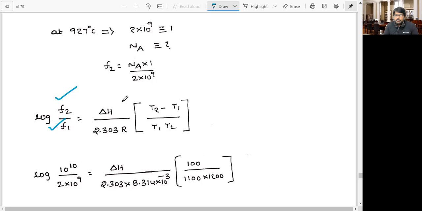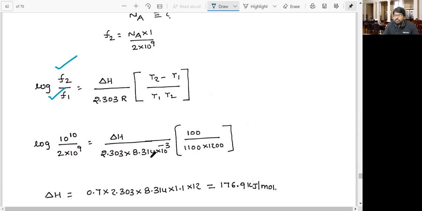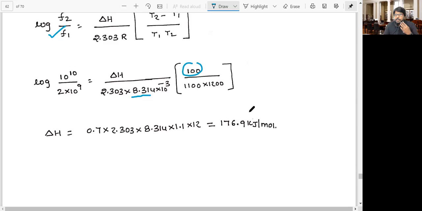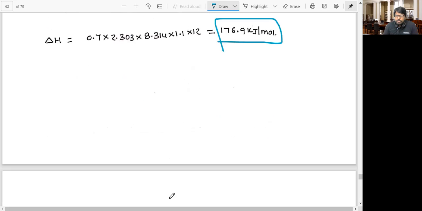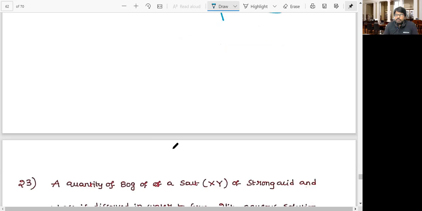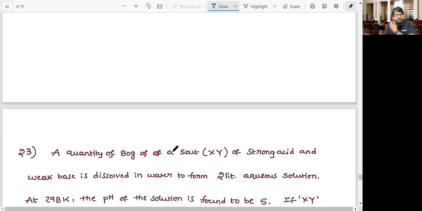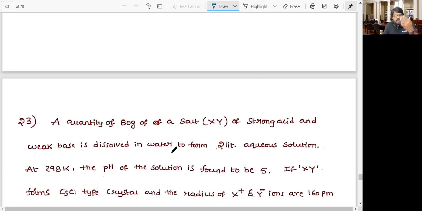Here I'm finding this delta H in kilojoule per mole. So the R value is 8.314 into 10 power minus 3 kilojoules. One is 1200 Kelvin, another one is 1100 Kelvin, with the temperature difference. And after a simple simplification process, we'll be getting 176.9 kilojoules per mole. So once again, I will not waste time on the simplification part. Procedure I have to give, more number of questions I have to cover. That is my strategy.